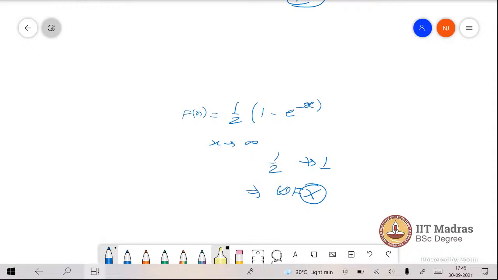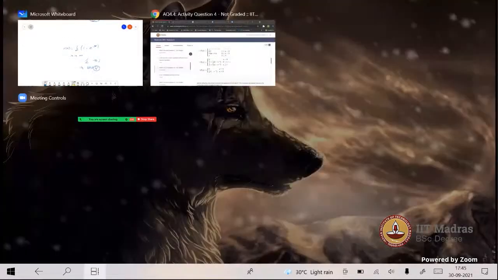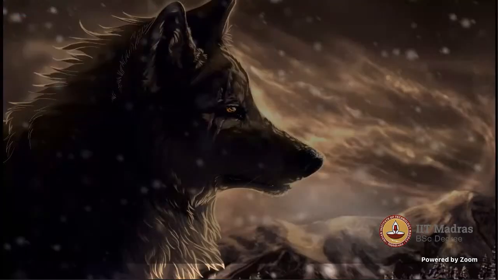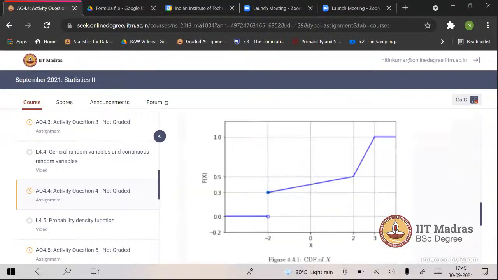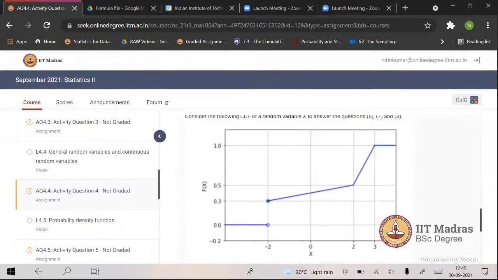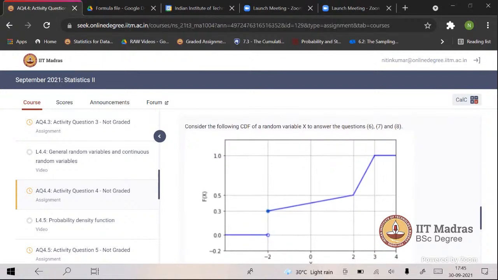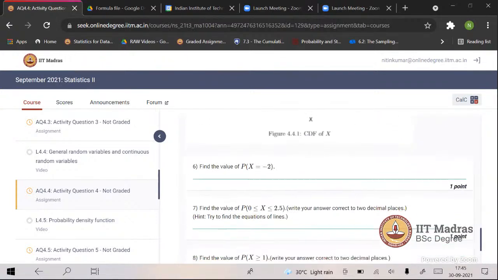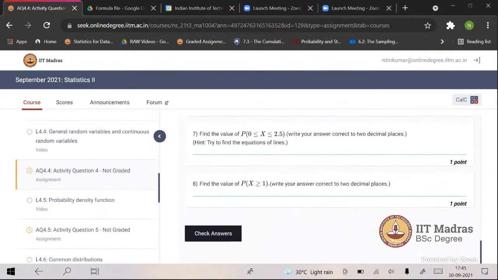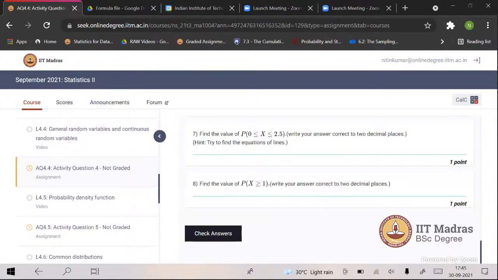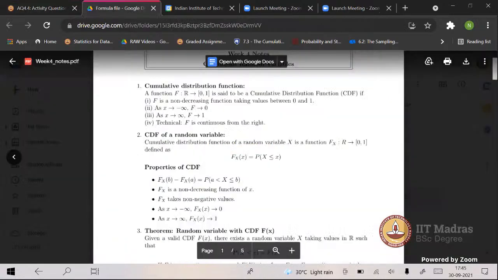Okay. So always check all the properties, not only a single property. This function is not a CDF of a continuous random variable. Just solve these questions. We will move ahead now.